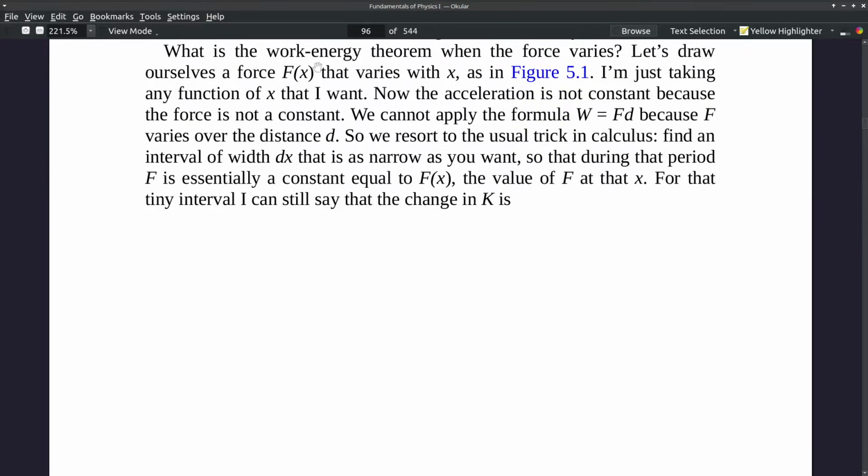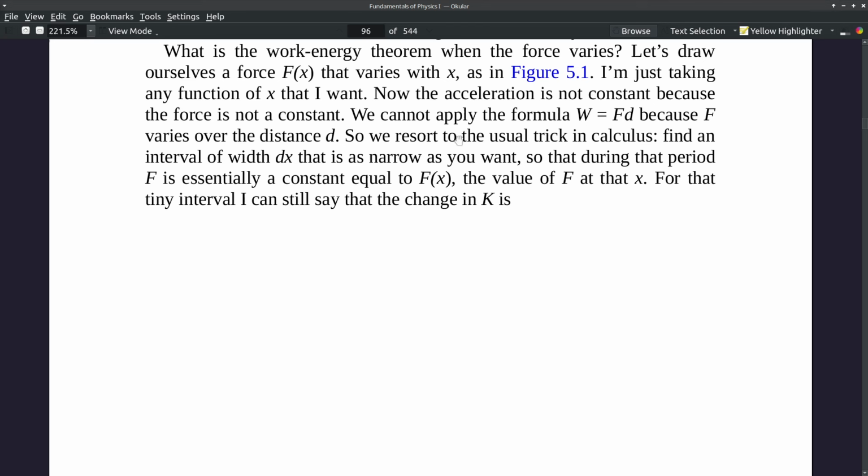What is the work energy theorem when the force varies? Let's draw ourselves a force, Fx, that varies with x, as in figure 5.1. I'm just taking any function of x that I want. Now the acceleration is not constant because the force is not a constant. We cannot apply the formula W equals Fd because F varies over the distance d.